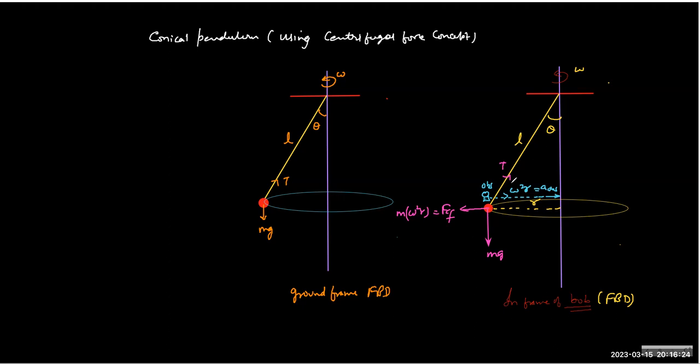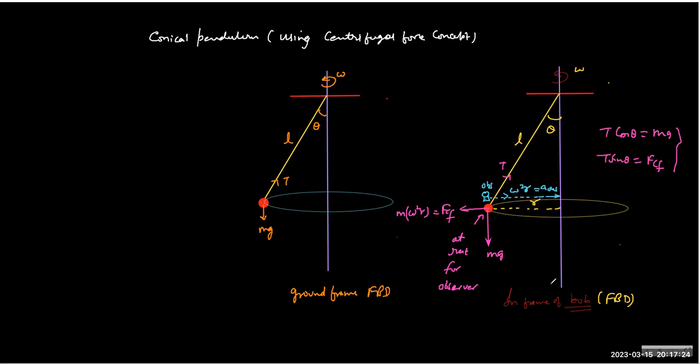Because under the application of these three forces, the bob is at rest, yes or no? Yes. And when something is at rest, you write net force equals zero. So T cos theta is balancing the mg and T sin theta is balancing the centrifugal force. Now you can replace the centrifugal force by m omega square r, and the rest you know. Is this clear?